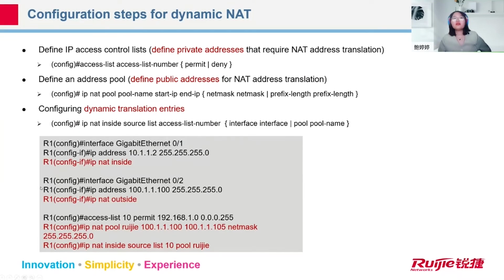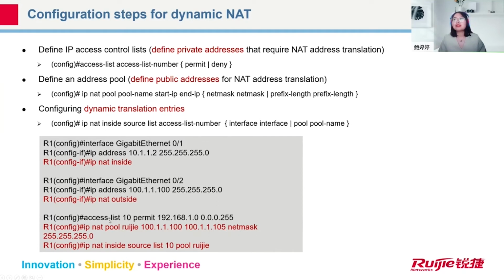And for the configuration, first, you also have to decide which interface is inside and which interface is outside. The different part is that you have to create the address pool. And in the address pool, you have to add the public IP addresses. IP NAT pool, and the pool name is Ruijie. 100.101.100 is the start IP address. This is the end IP address. And there is a NAT mask. And this is the address pool.